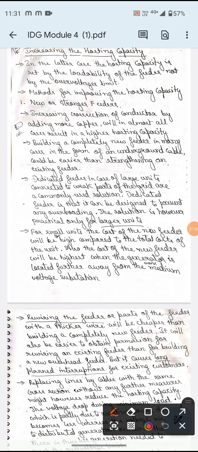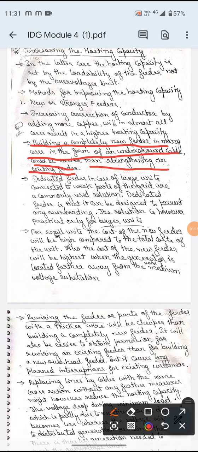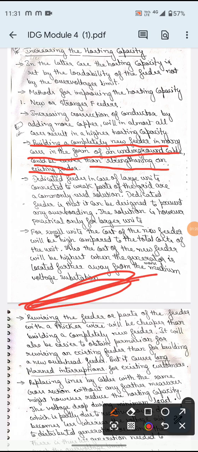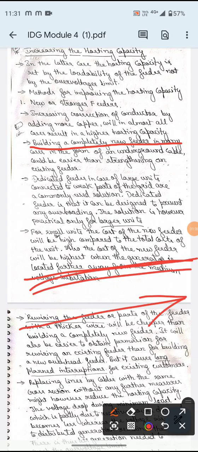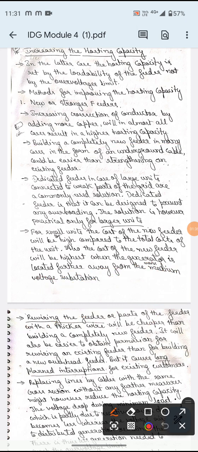So next is building a completely new feeder. In many cases, in the form of an underground cable, it could be easier than strengthening an existing feeder. So instead of repairing or replacing the existing one, they are saying that building a completely new feeder, that too an underground cable, okay, it is easier than strengthening an existing feeder.